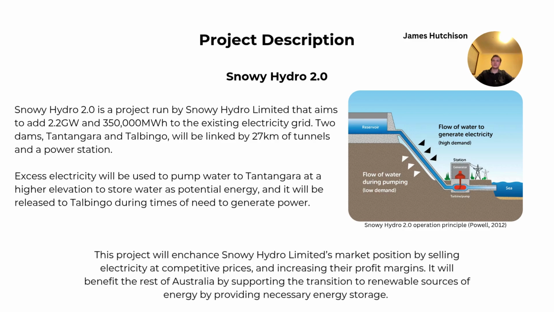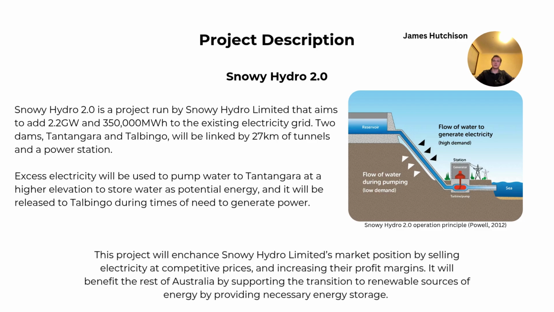Snowy Hydro 2.0 is a project being run by Snowy Hydro Limited that aims to add 2.2 gigawatts and 350,000 megawatt hours to the existing electricity grid. Two dams, Tantangara and Talbingo, will be linked by 27 kilometres of underground tunnels and a power station.